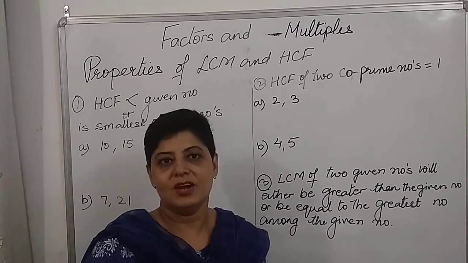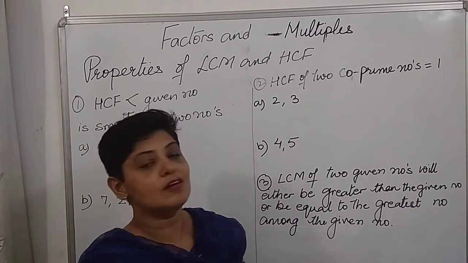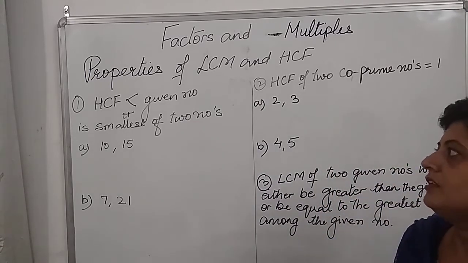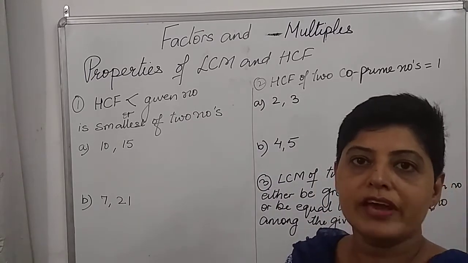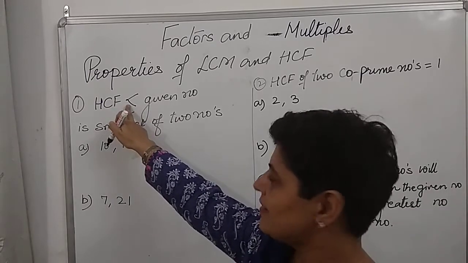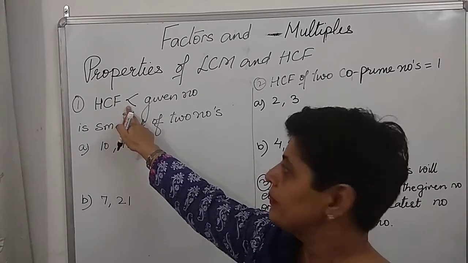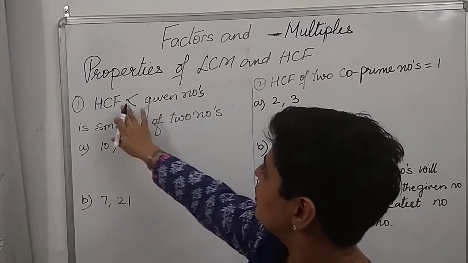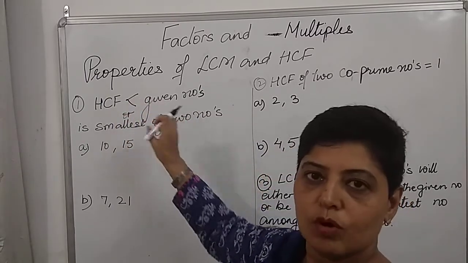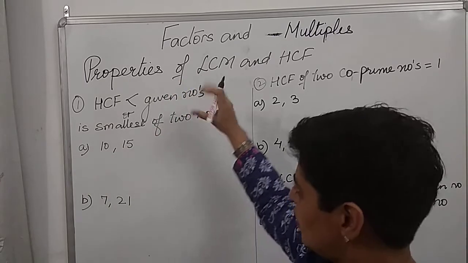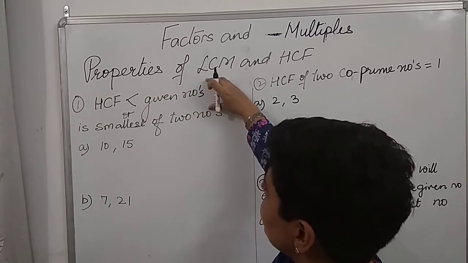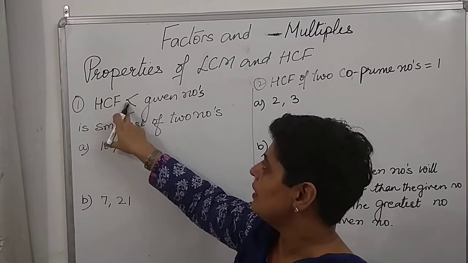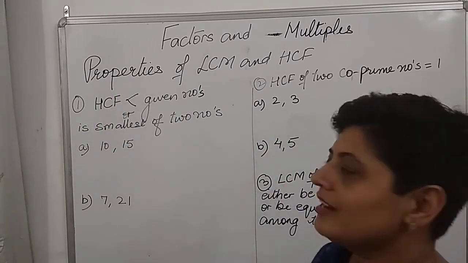Hello children, now coming to the properties of LCM and HCF. The first property says HCF is always less than, this is the symbol of less than, because HCF is less than the given numbers. The less than crocodile's mouth is always open towards the bigger number. So always remember, if it is pointing towards this side, it means this side is greater than the number at the back of the crocodile.